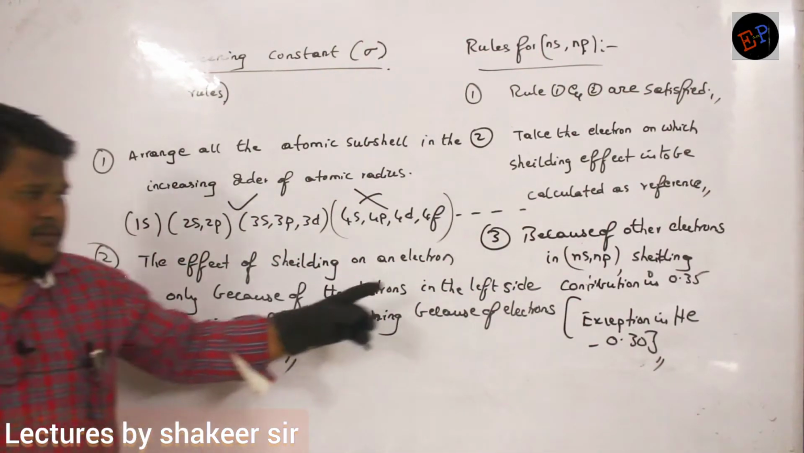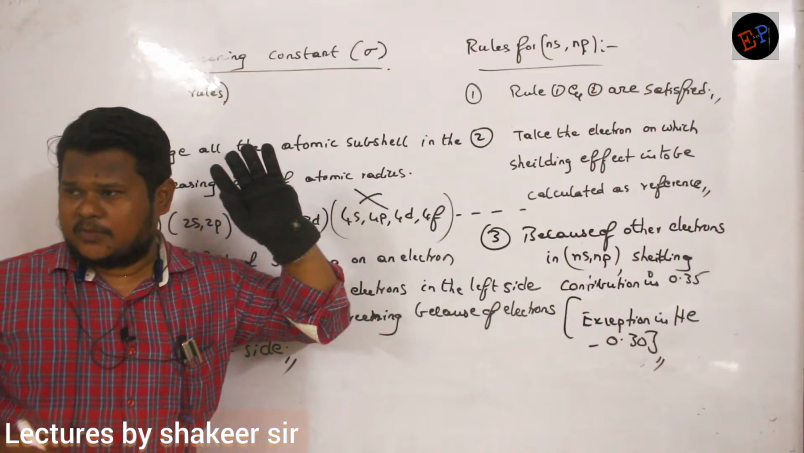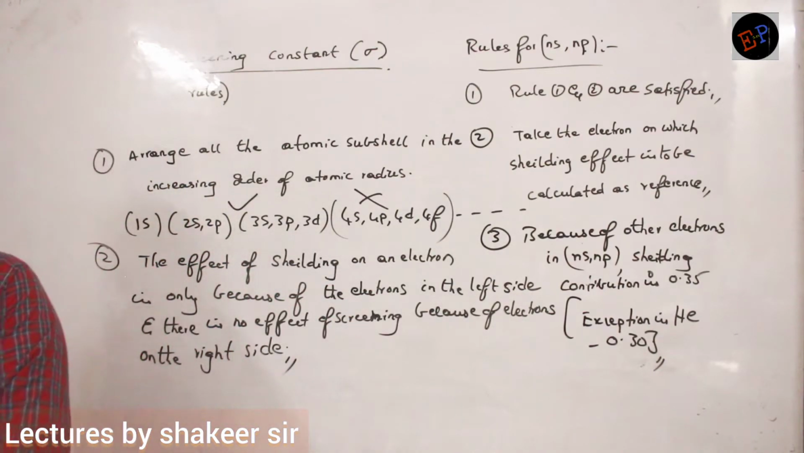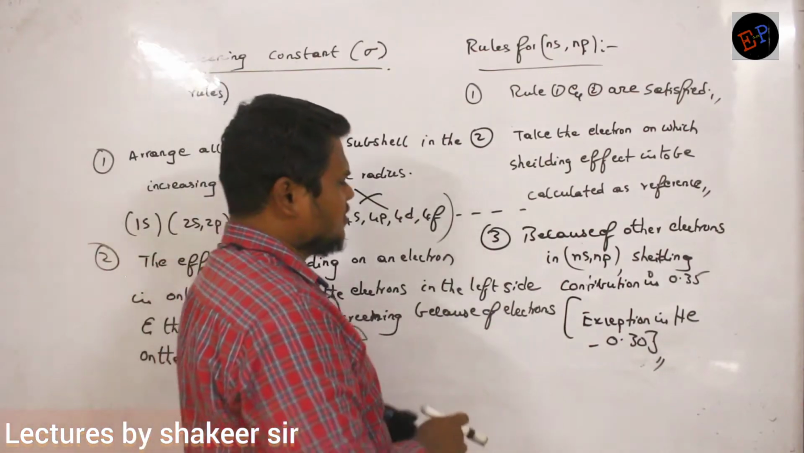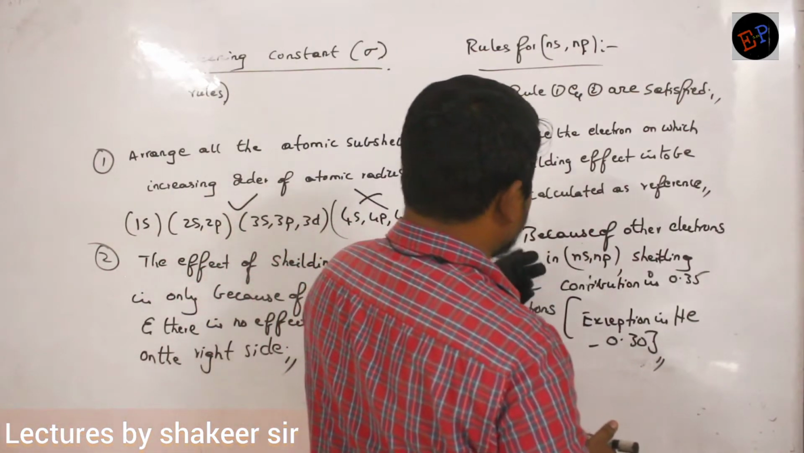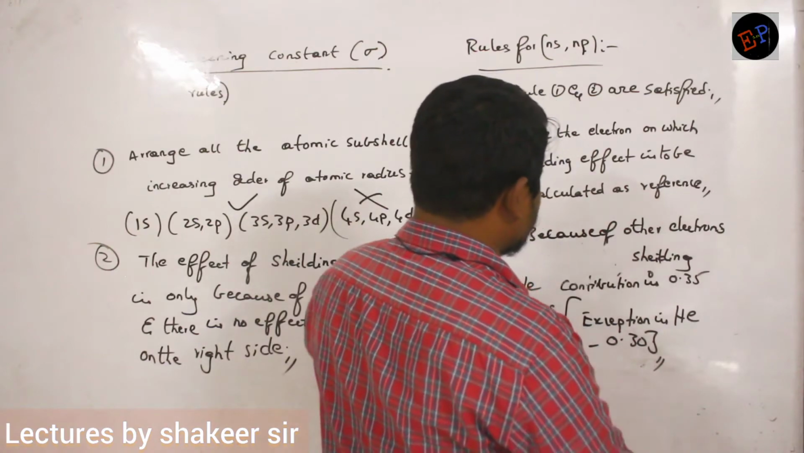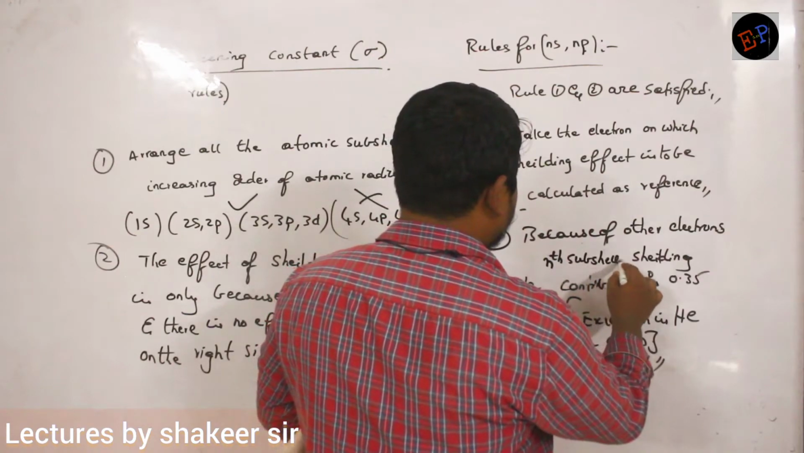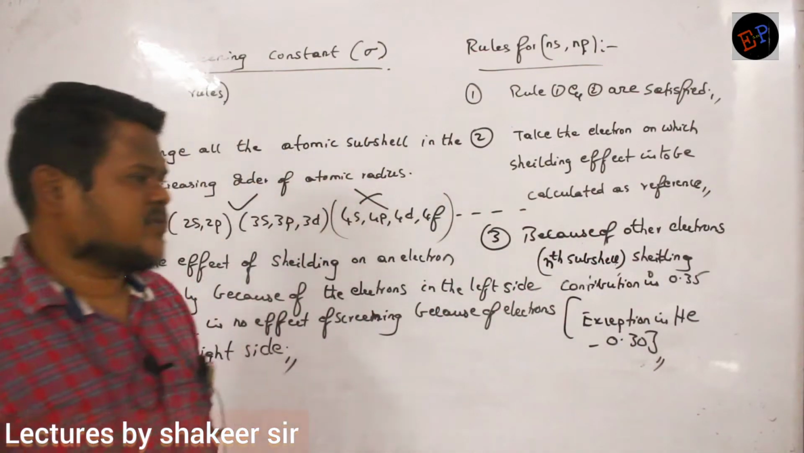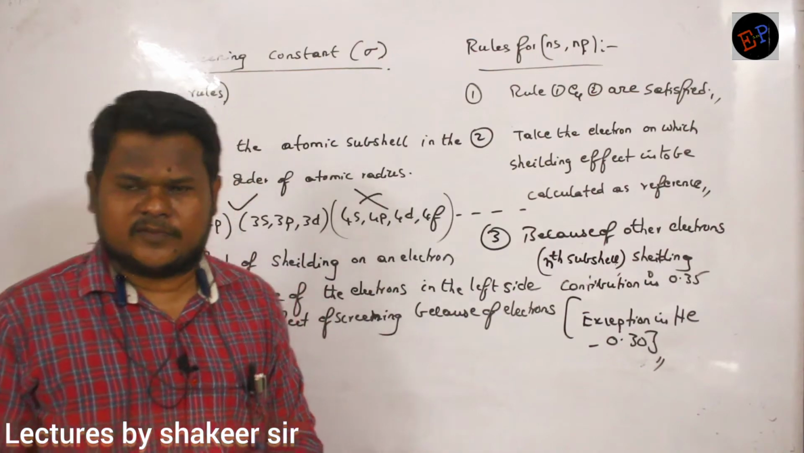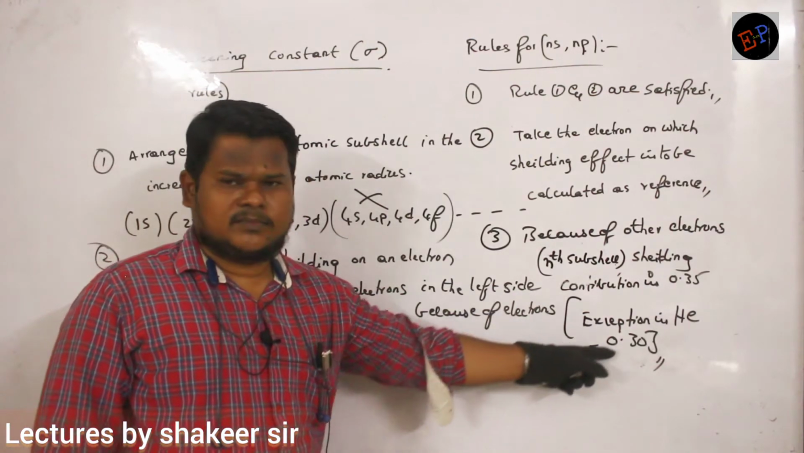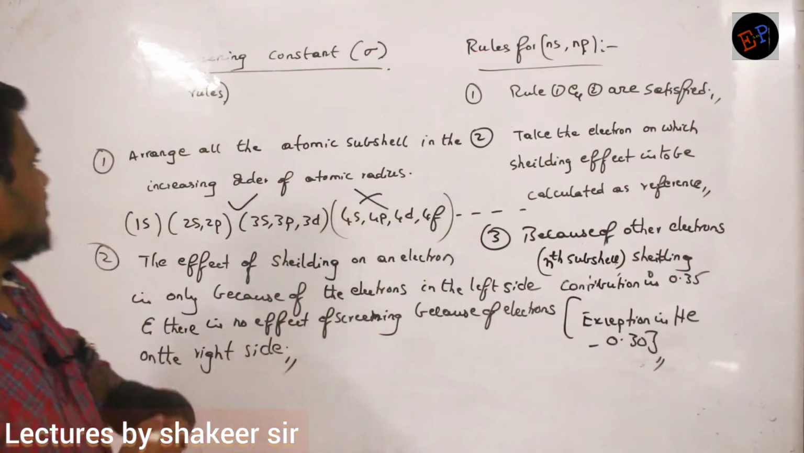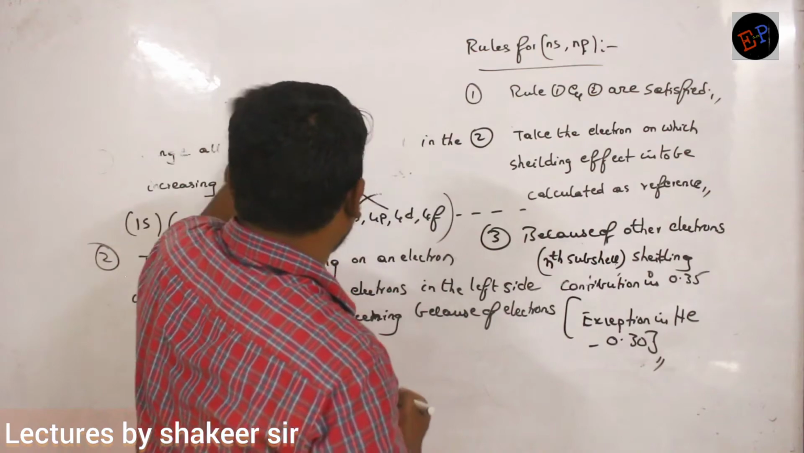So because of np and ns, what is the contribution? The contribution is 0.35. Or instead of np and ns, you can just write because of other electrons in the nth subshell. Just you can write like this also. The shielding contribution is how much? It is 0.35. And what is the exception? The exception is helium, which gives a shielding of only 0.30. Clear? Then I will write rule number 4.